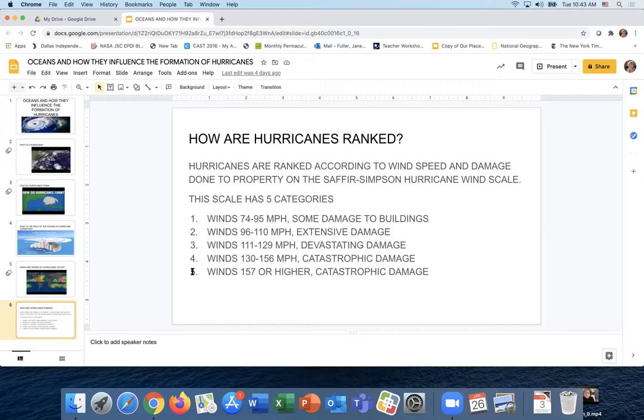And of course we had Harvey, and most of its damage was due to the fact that it parked over the Texas coast and didn't move, and it kept on drawing moisture in, raining, and flooded everybody. So if you have any questions about hurricanes, Mr. Gorman would be glad to answer them. Thank you.